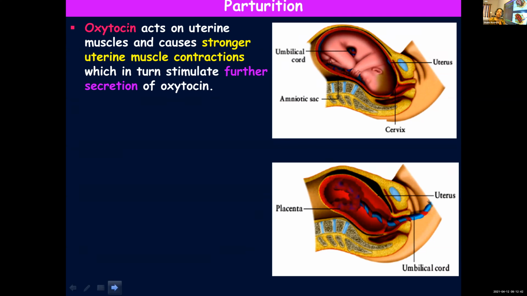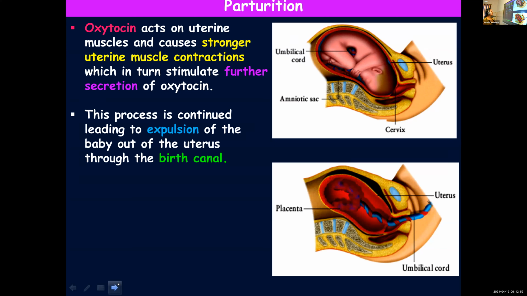Once oxytocin is released, that will promote much stronger contractions, and when stronger contractions take place, this will further stimulate the pituitary to release more oxytocin. This process will continue, because the baby is delivered with the help of the uterine contractions. So this will continue till the baby is expelled out of the uterus through the birth canal.